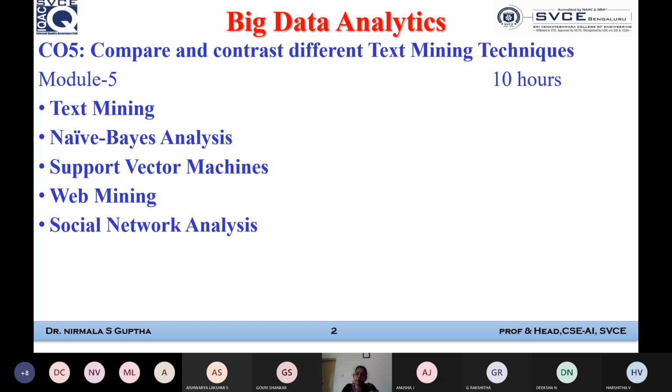This is again a continuation of our text mining topic. It is in depth. We are going to learn comparing and contrasting all the different techniques which are available in text mining.